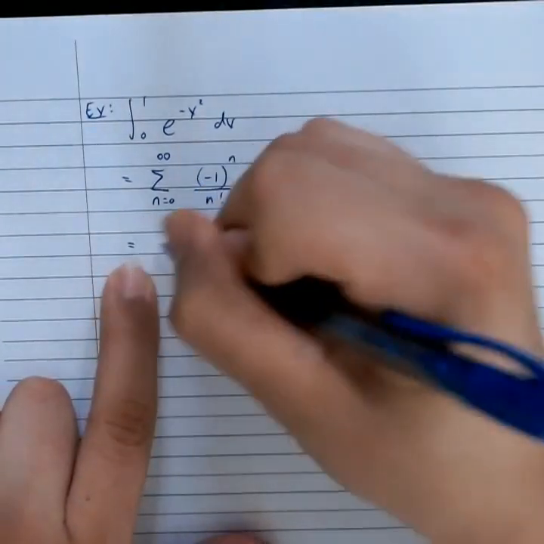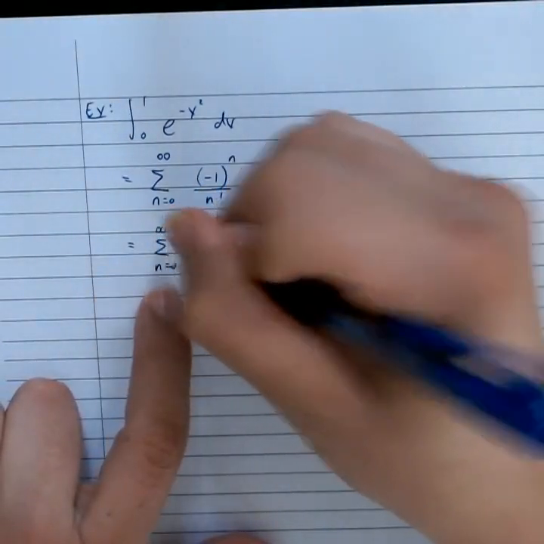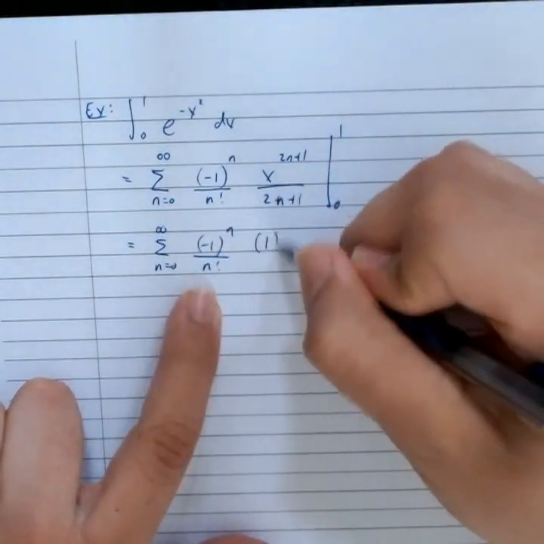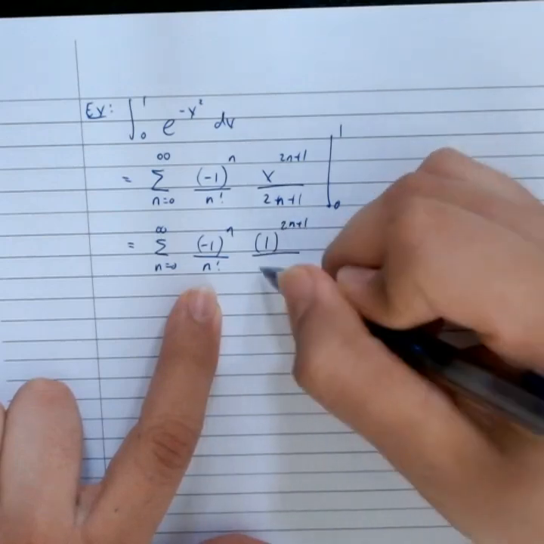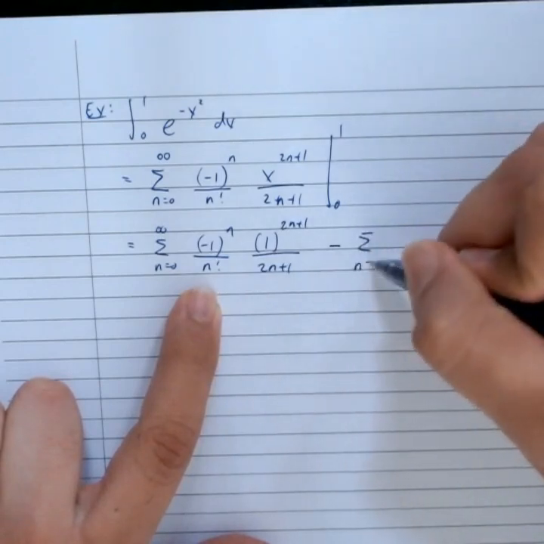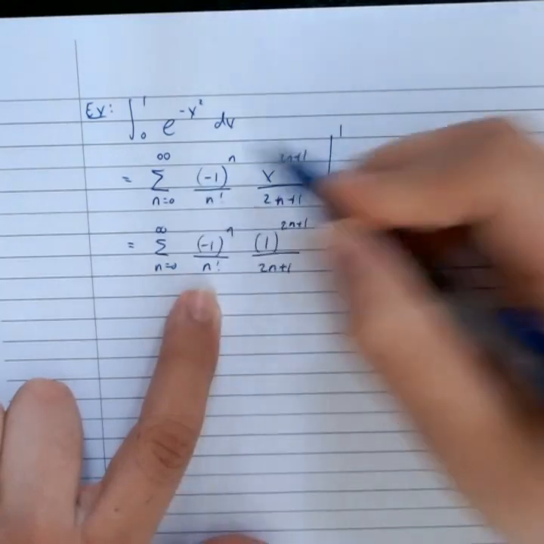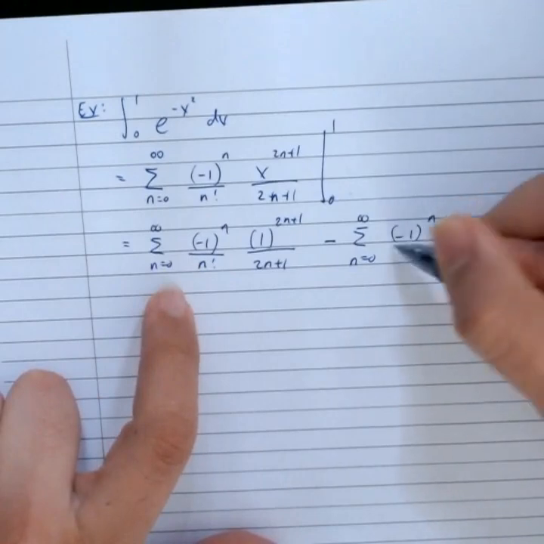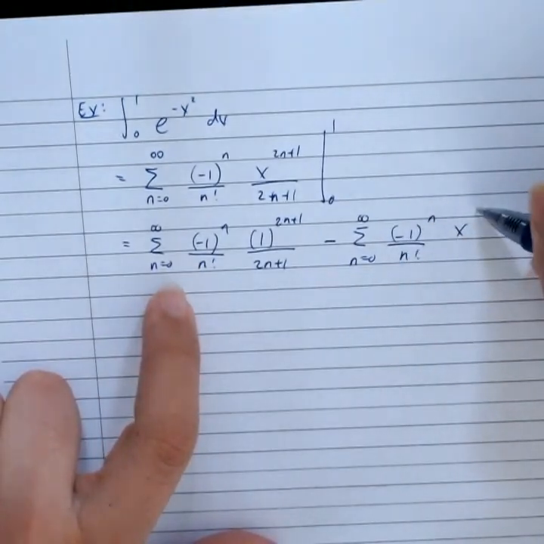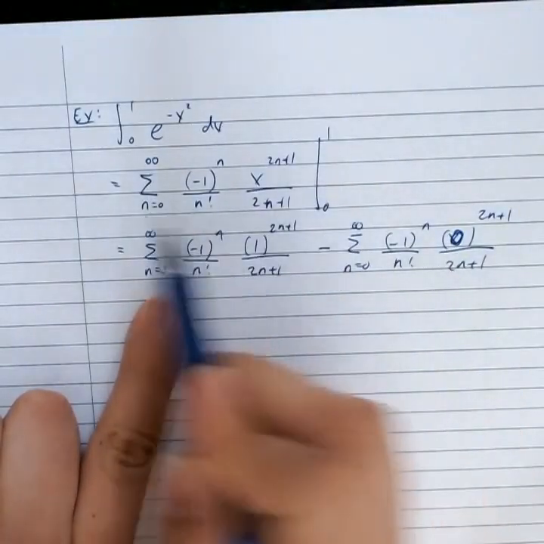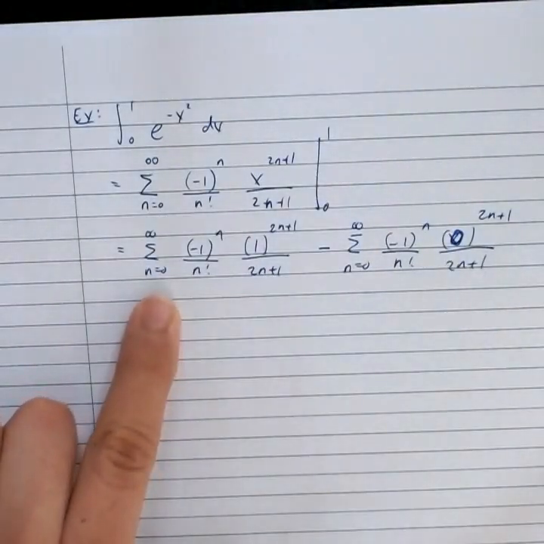Okay, so that's going to equal the sum as n goes from 0 to infinity of minus 1 to the n over n factorial. Here we're plugging in the number 1 to the power 2n plus 1 over 2n plus 1, minus the sum as n goes from 0 to infinity. Right? We plugged in the number 1, and now we're going to plug in the number 0 and subtract. So it's minus 1 to the power n over n factorial, 0 to the power 2n plus 1 over 2n plus 1. I took that, plugged in 1. I took that, plugged in 0, and subtracted.